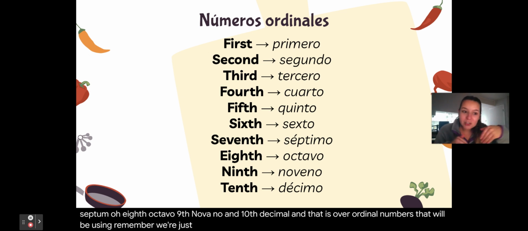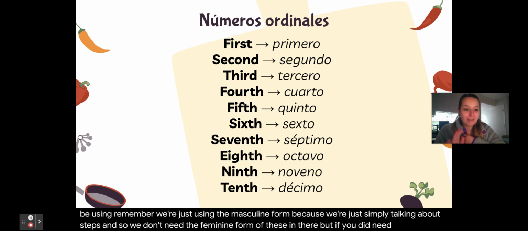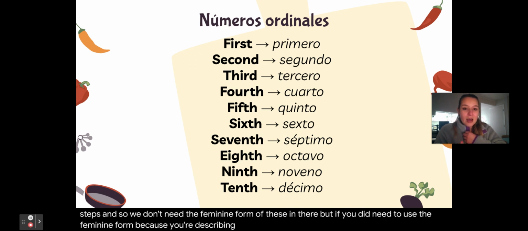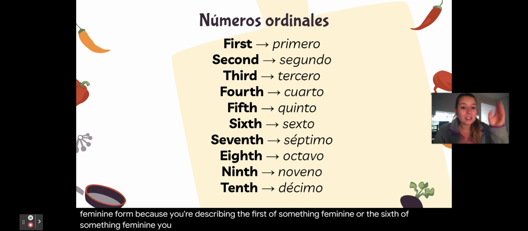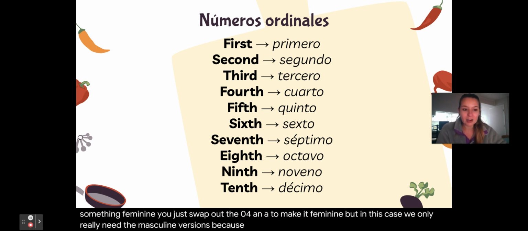Remember, we're just using the masculine form because we're just simply talking about steps. And so we don't need the feminine form of these in there. But if you did need to use the feminine form because you're describing the first of something feminine or the sixth of something feminine, you just swap out the O for an A to make it feminine. But in this case, we only really need the masculine versions because we will be talking about the steps for doing something, which defaults to the masculine form of these ordinal numbers.